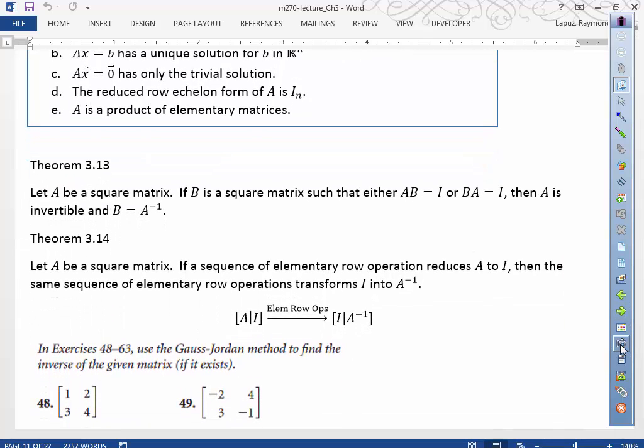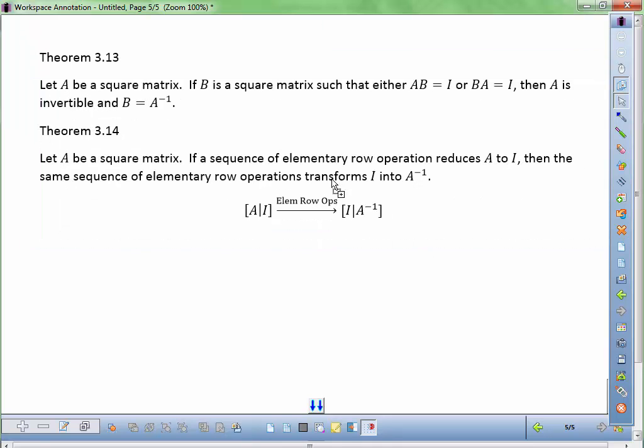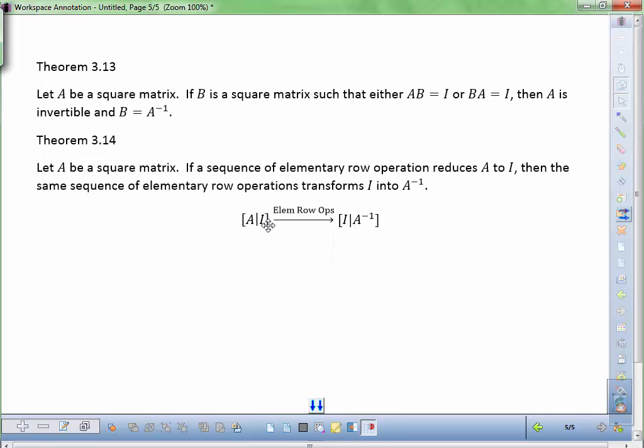Some of these ideas, the last two theorems in this section, were kind of brought up already. From our last lecture, we talked about finding the inverse by appending our matrix A with the identity matrix, and then doing a bunch of elementary row operations to make the left side the identity matrix, and whatever you got on the right side is going to be your inverse. That's what this is saying, and this is based on the elementary matrix theories that we've just been studying.